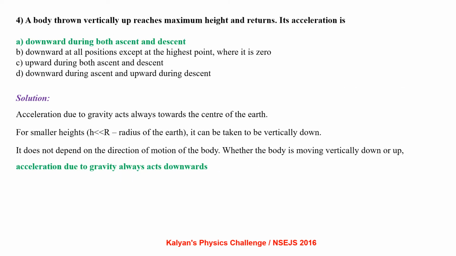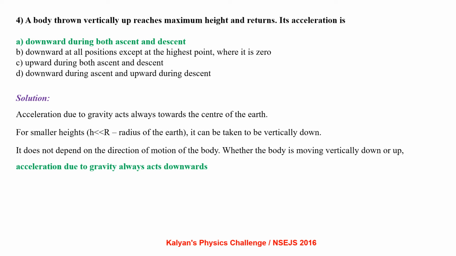A body thrown vertically up reaches maximum height and returns. Its acceleration is downward during both ascent and descent, downward at all positions except at the highest point where it is 0, upward during both ascent and descent, downward during ascent and upward during descent.